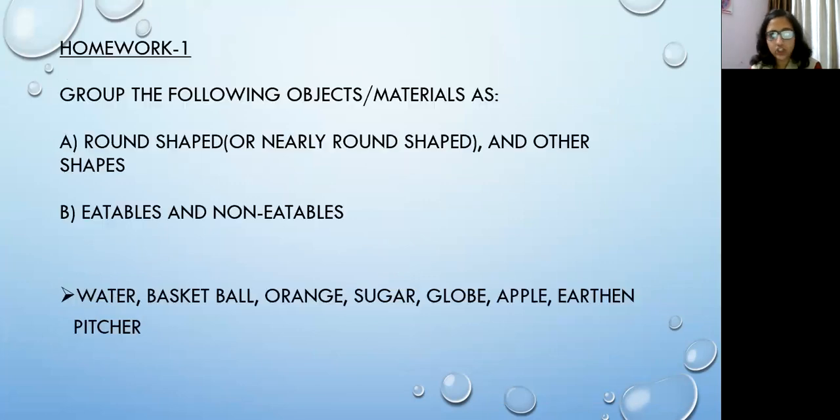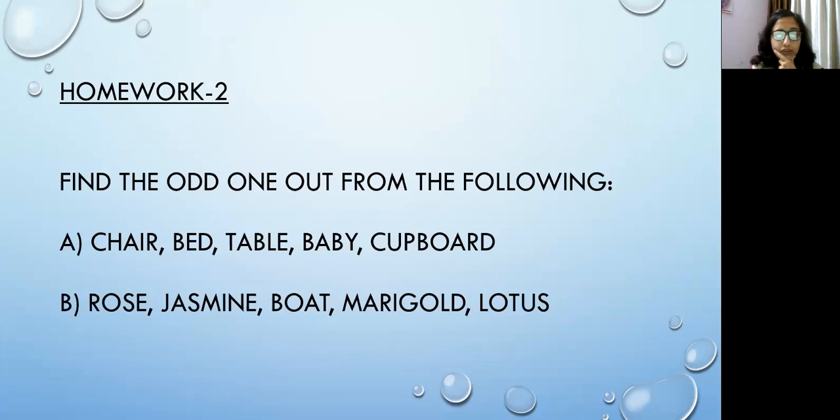Classification of living and non-living objects. Okay, I gave you homework yesterday. First question, group the following objects into round shaped and other shapes, eatables and non-eatables. And the second question was to find the odd one out from the following. I hope all of you have completed these two questions. You have to do these in your fair copy, science copy.